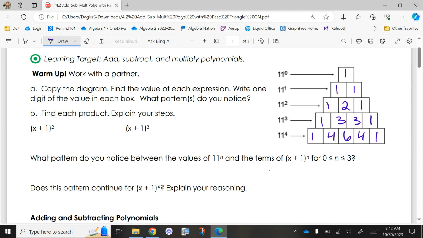We all start with 1 and end with 1. Brennan, what do you see? The number below is the sum of the two numbers above. Bree, is that what you're going to say? So, Bree, if I asked you for the 5th row, what would you say?